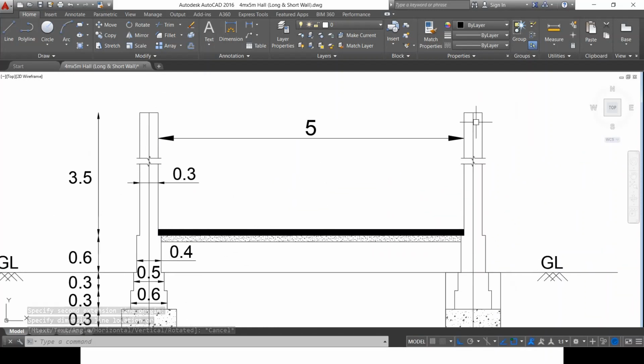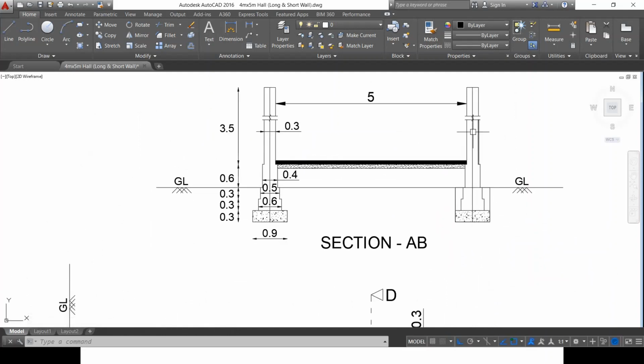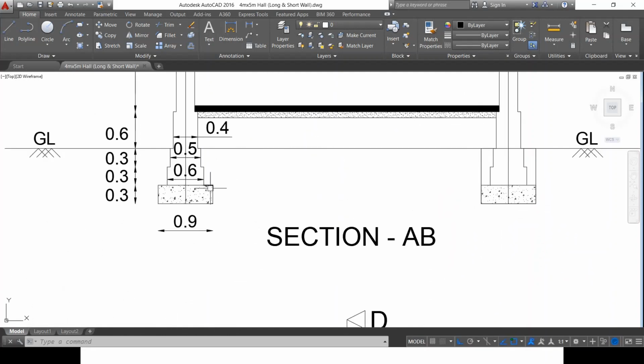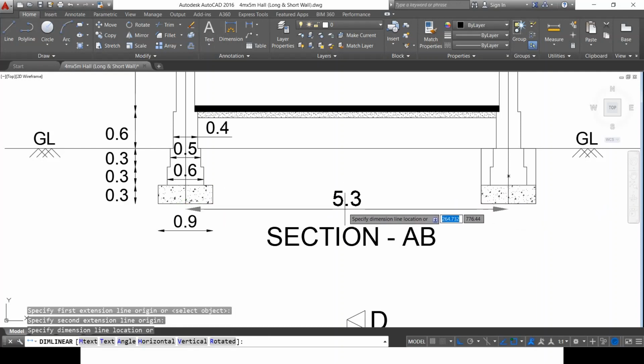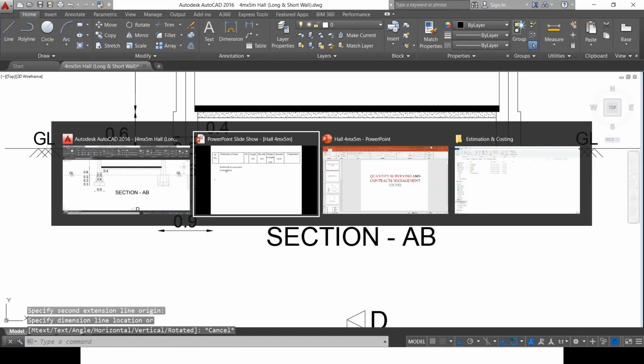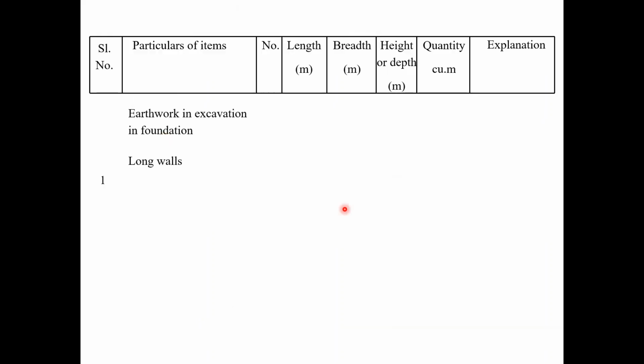Because I'm not starting with BBM, that is burnt brick masonry or the superstructure, I am starting with the foundation trench. Here also I am going to measure it again. The center to center distance is 5.3 meters. Now, let's start with the long wall.